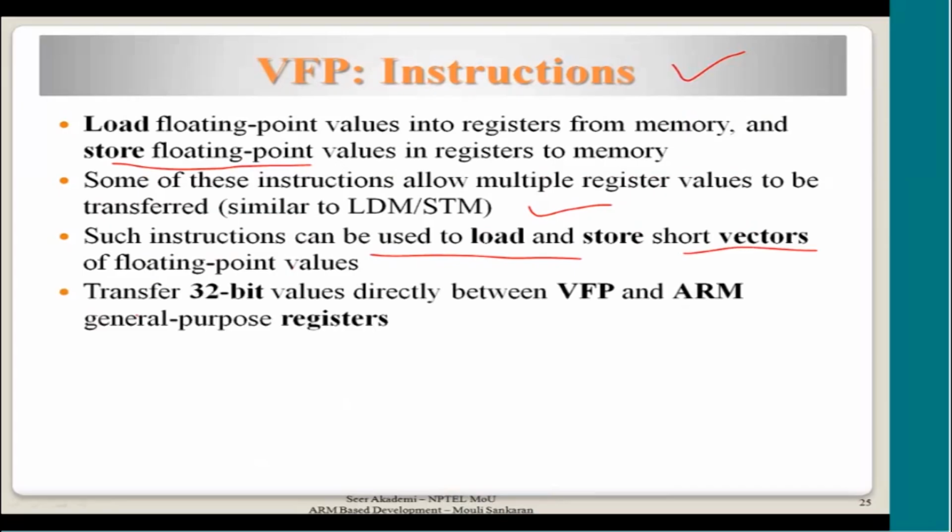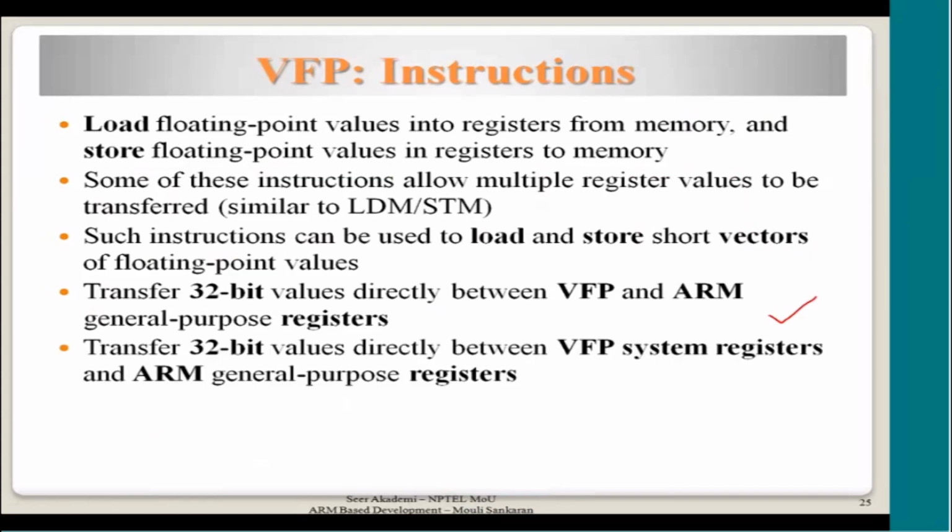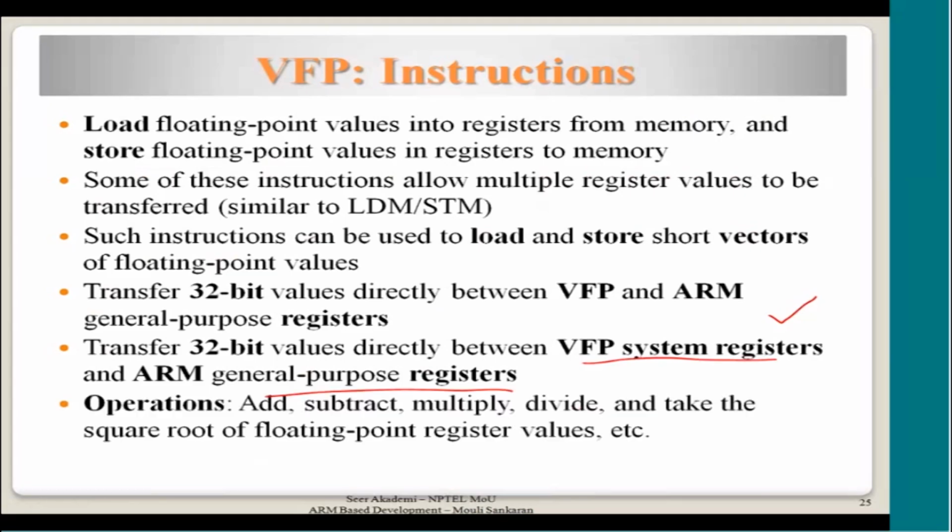Transfer 32-bit values directly from VFP to ARM. Register transfer is also there. If you remember the MCR and MRC instructions, these are the coprocessor register transfer instructions, from coprocessor to ARM register, and from ARM register to coprocessor register. So MRC and MCR instructions are also supported by VFP because VFP is a coprocessor. All the coprocessor instructions are supported by VFP. Transfer 32-bit values directly from VFP system registers to ARM general purpose registers. It can also do multiple operations, different kinds of operations on either a vector of data or single floating point scalar values.